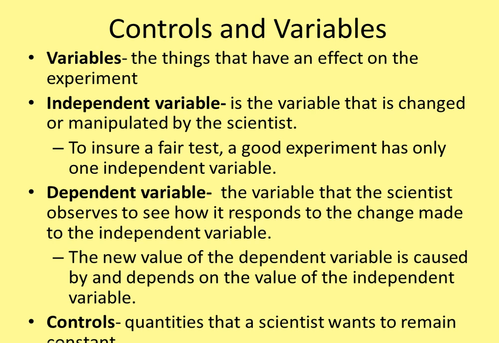The dependent variable is exactly what it sounds like. It depends on the independent variable. The dependent variable can be thought of as the response that is made. As one thing changes, that would be the independent variable that the scientist manipulated, then there will be some response that the scientist is measuring. That response is the dependent variable.